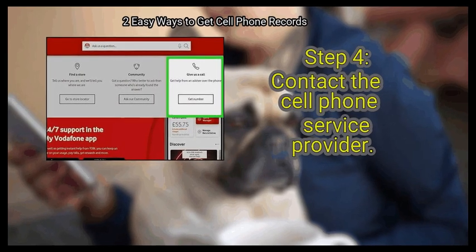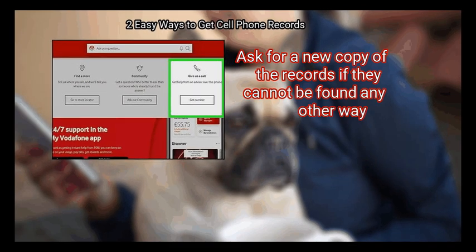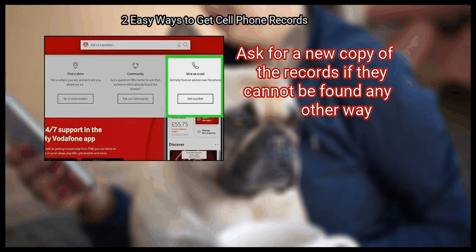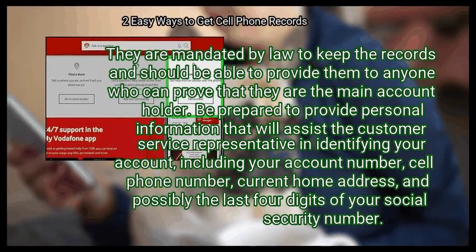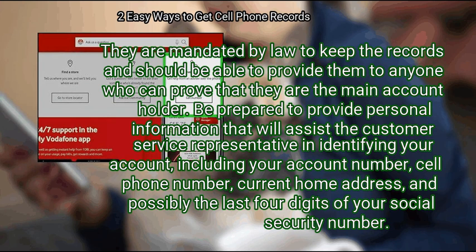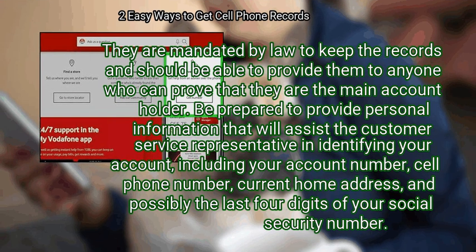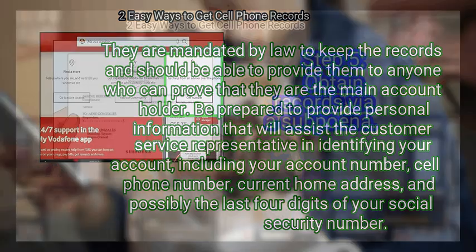Step 4. Contact the cell phone service provider. Ask for a new copy of the records if they cannot be found any other way. They are mandated by law to keep the records and should be able to provide them to anyone who can prove that they are the main account holder. Be prepared to provide personal information that will assist the customer service representative in identifying your account, including your account number, cell phone number, current home address, and possibly the last 4 digits of your social security number.